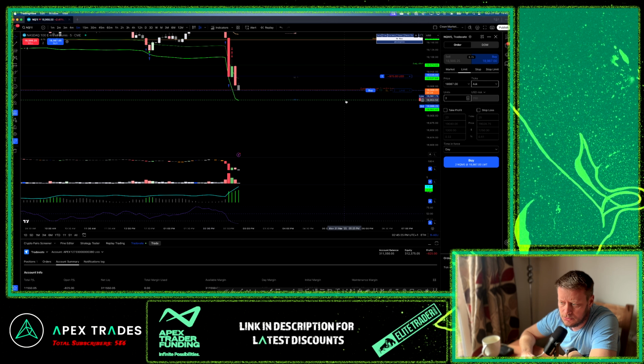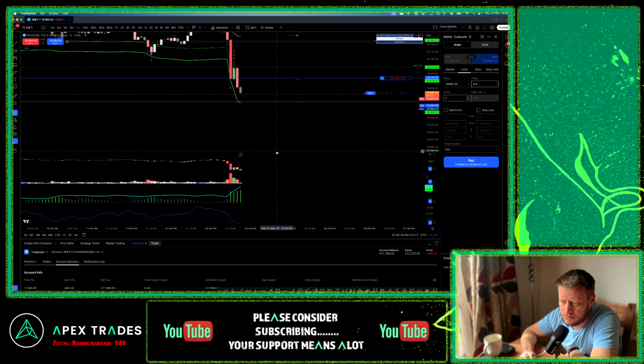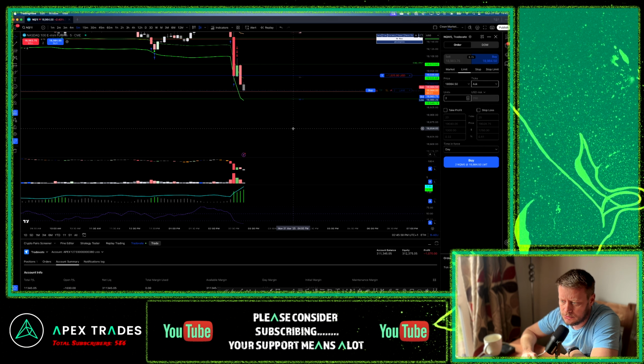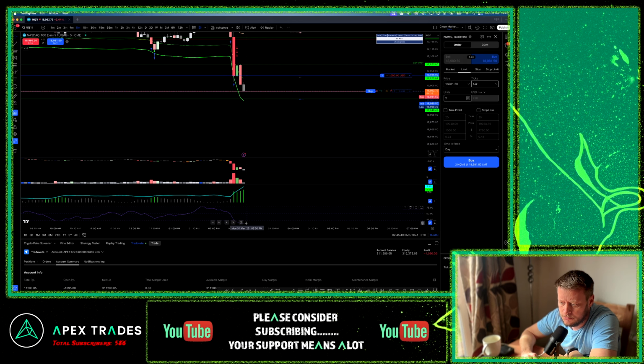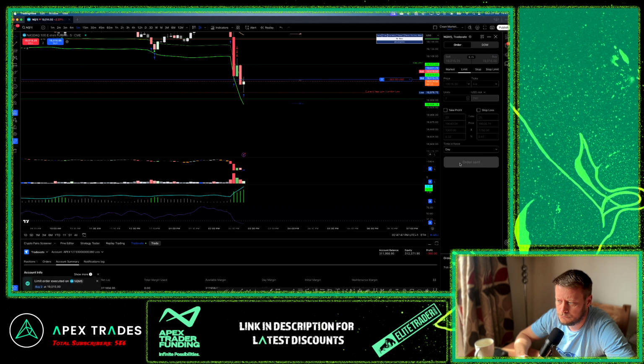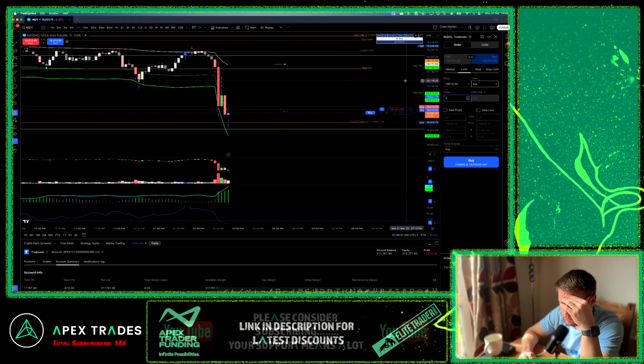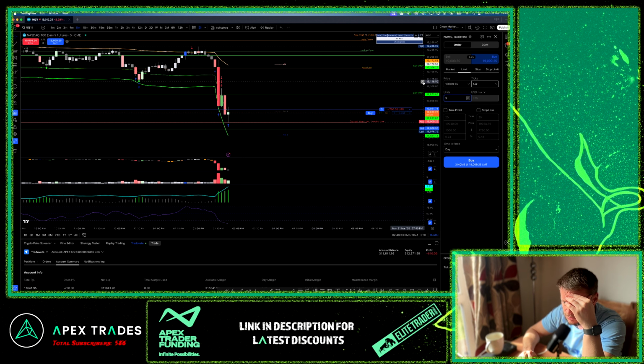This is S2. Massively oversold on the 5 minute. Really just need this to start turning up. That's another 2. Because I'm not going to be here, I'm just going to add a 3 contract sell here.